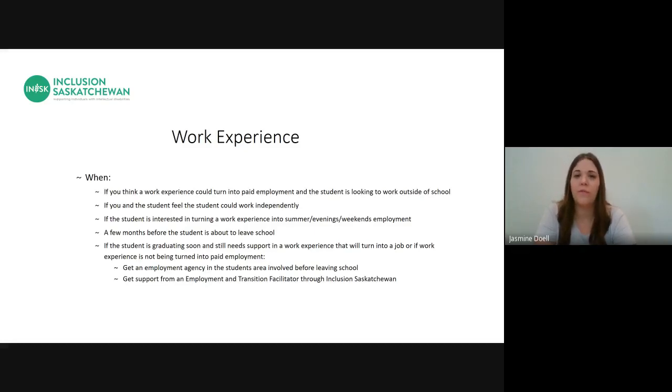You can also get support from an employment agency before the student leaves school. You can involve other agencies that can help you with bridging work experience with paid employment at any point in the process. And there will be a list of agencies that could possibly be in your area, which we'll talk about in a bit. The list only includes a few, but it may give you some ideas.